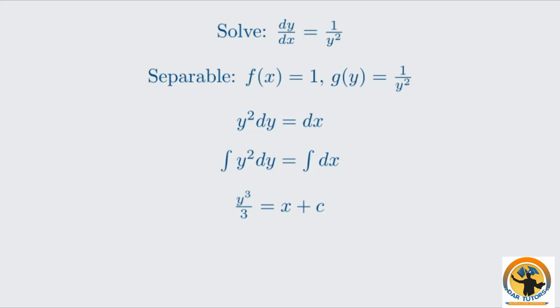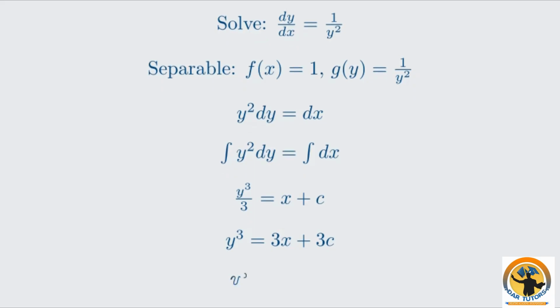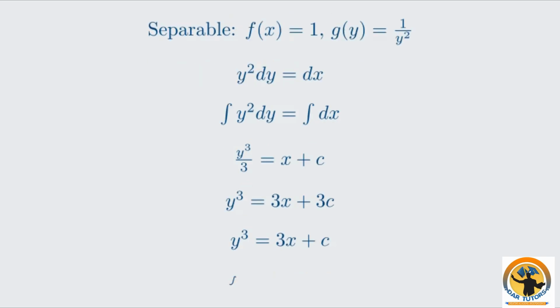To get the explicit solution for y, we need to solve for y. First, we multiply both sides by 3. This gives us y cubed equals 3x plus 3c. Since c is an arbitrary constant, 3c is also an arbitrary constant. We can just call it c again to simplify the notation. So we have y cubed equals 3x plus c. Finally, to solve for y, we take the cube root of both sides. The explicit general solution is y equals the cube root of the quantity 3x plus c.